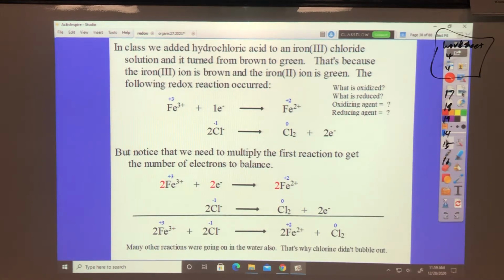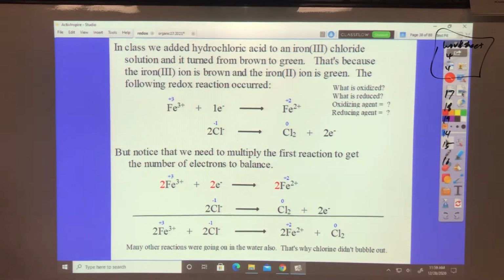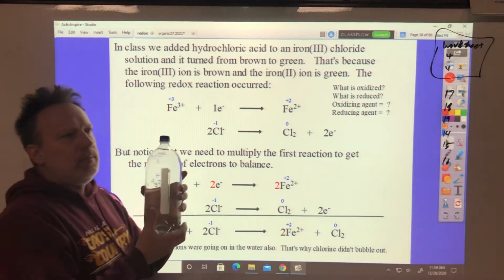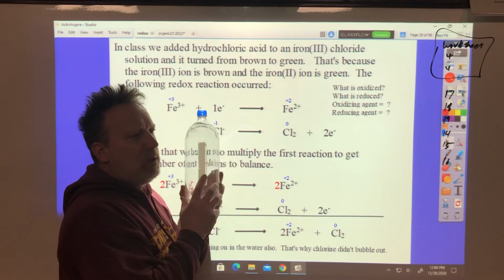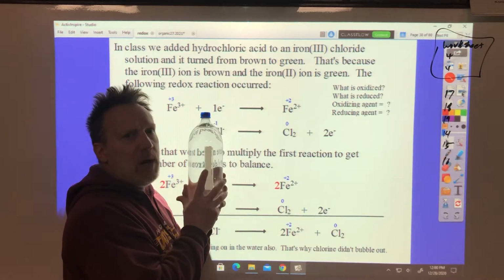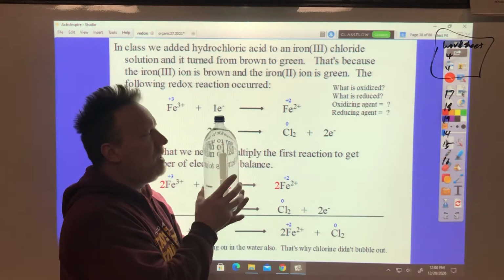Now in class, I did this for one of the classes. We had iron 3 chloride in here. I had a test tube in here upside down with air trapped in it, with a paper clip clipped over the end, to use as a Cartesian diver when I squeeze this.